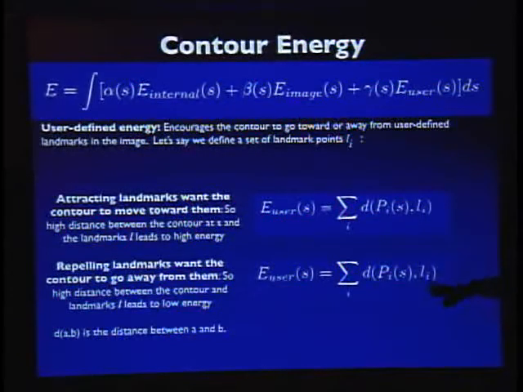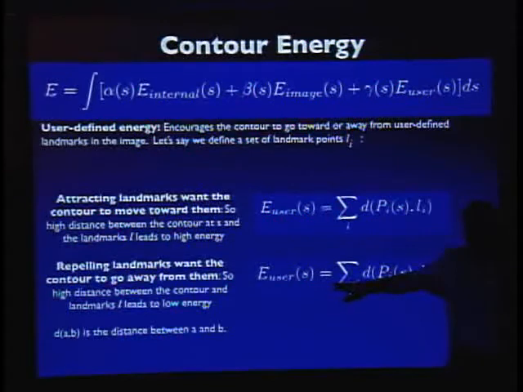Another way to put that is that if my landmark for the spinal column is at position LI, then the energy should be, this should be a negative actually, so please make a note of that. If the points on the boundary are very close to my landmark, I want high energy. If this is a distance function, then the distance is going to be low if they're close to each other. And so I want high energy in that case, so I should make that negative. Or maybe 1 over the distance, that would also do it.